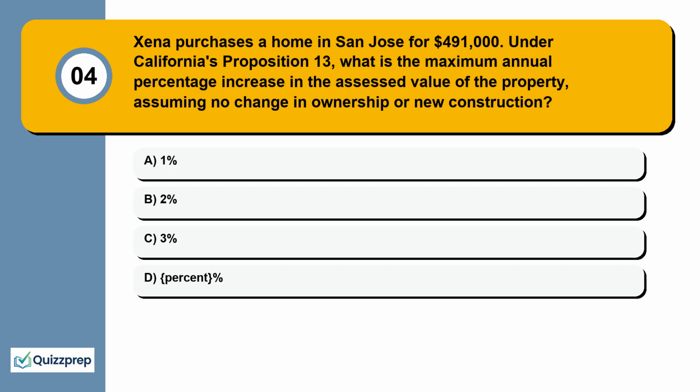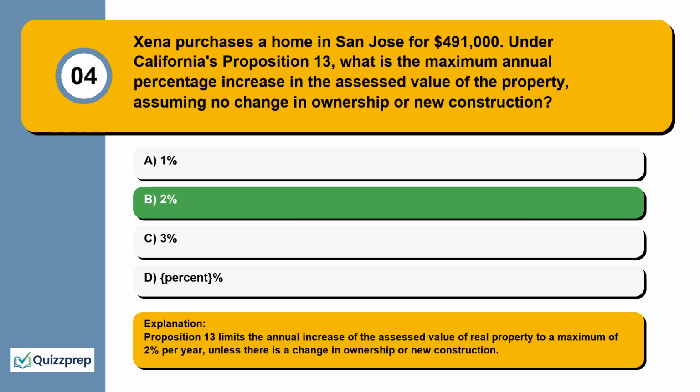Question 4. Zena purchases a home in San Jose for $491,000. Under California's Proposition 13, what is the maximum annual percentage increase in the assessed value of the property, assuming no change in ownership or new construction? 1%, 2%, 3%, 5%. Proposition 13 limits the annual increase of the assessed value of real property to a maximum of 2% per year, unless there is a change in ownership or new construction.